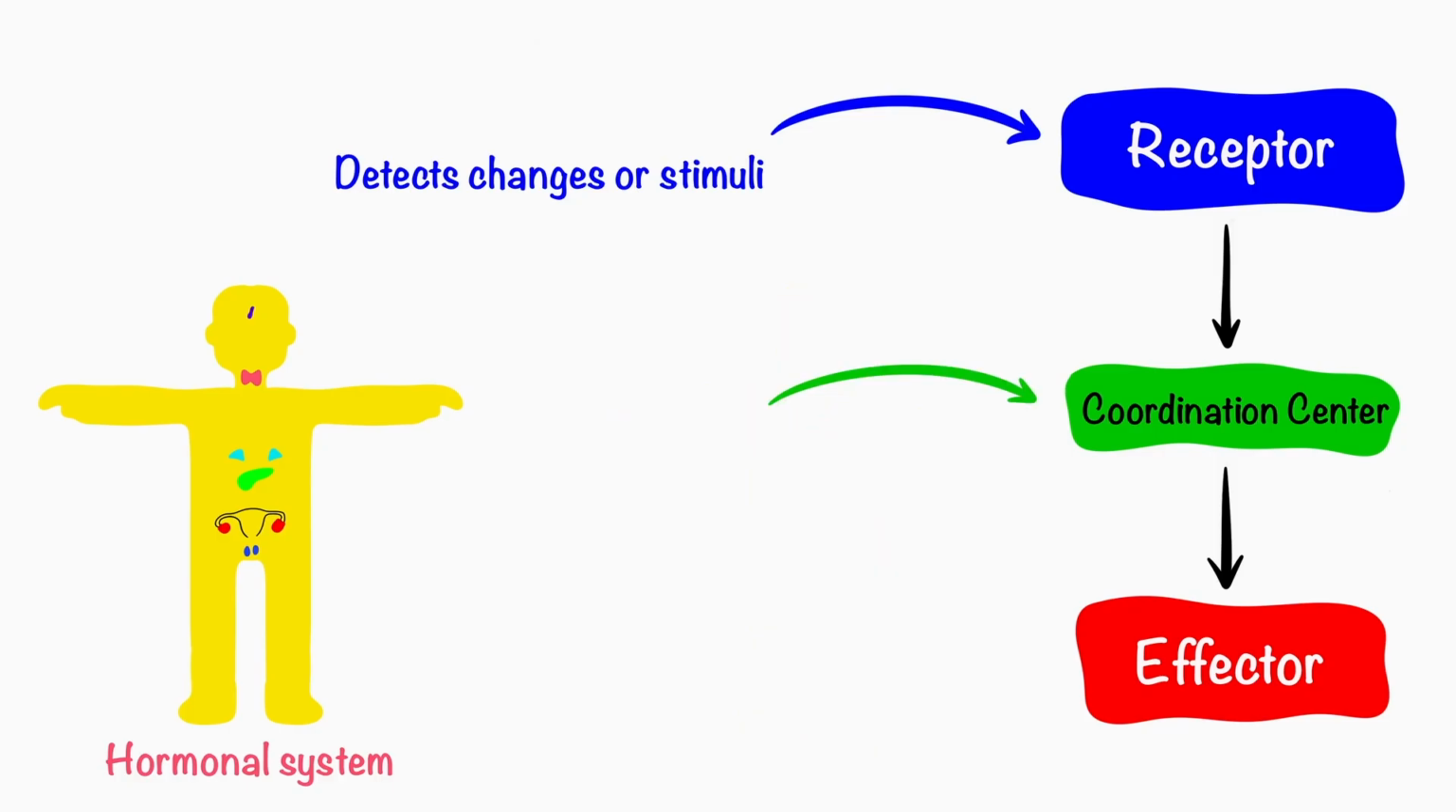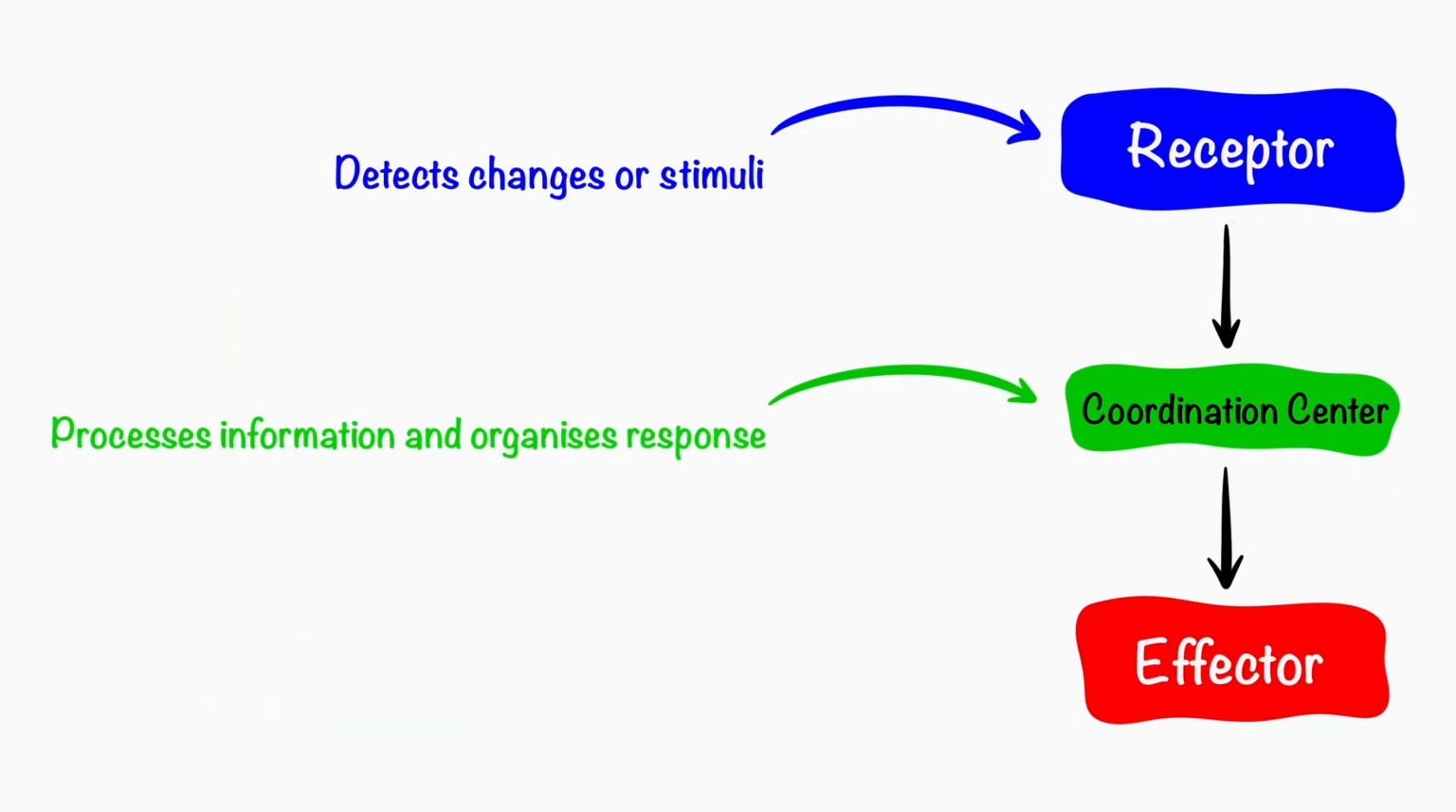The second component is the coordination center. This receives and processes the information from the receptors, then organizes a response. The third component is the effector. Effectors produce a response that counteracts any change and helps restore the optimum level.